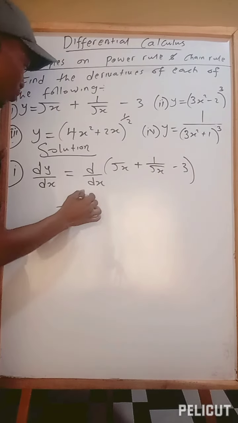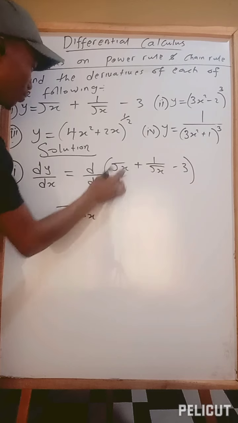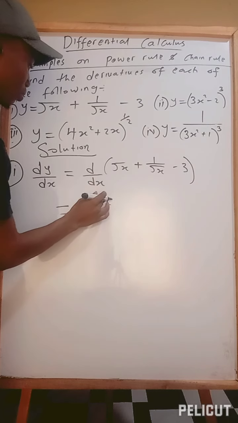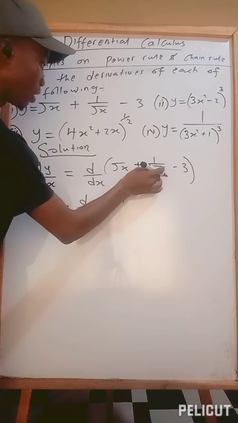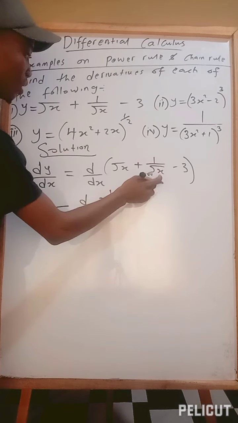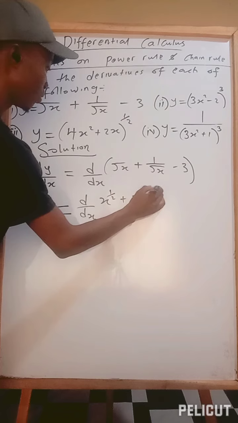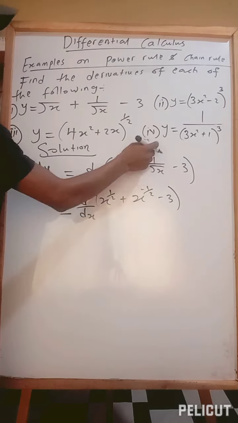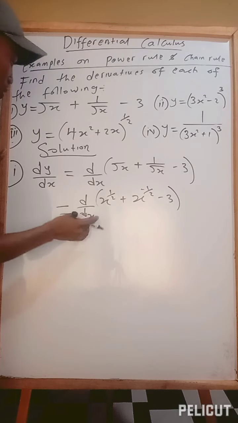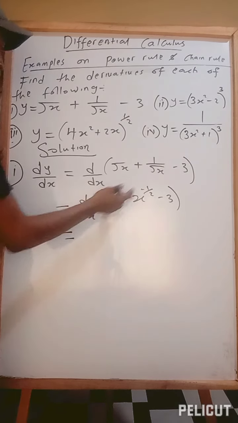Now, this is going to be d/dx of, changing this guy to indices form, x to the power 1 over 2, plus this guy is going to be 1 over x to the power 1 over 2, and that's going to be x to the power minus 1 over 2, minus 3. I also assume we know this from our law of indices. Okay, so we're differentiating with respect to x, so no problem.